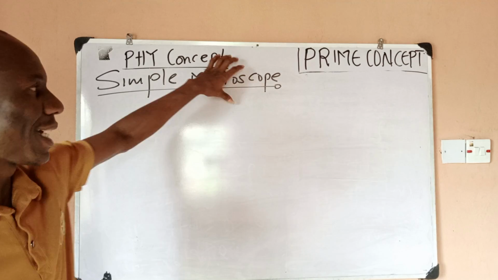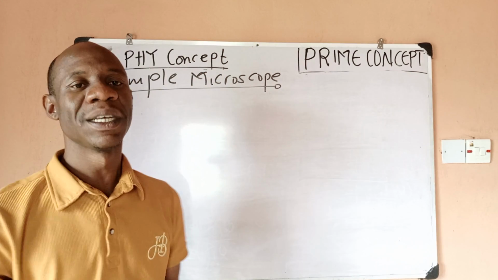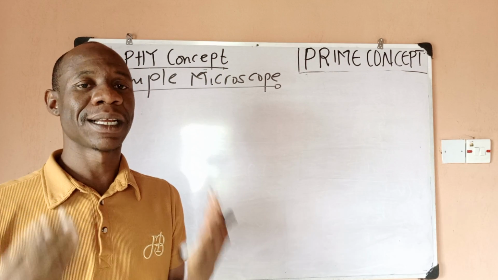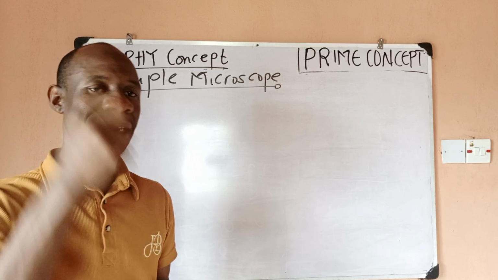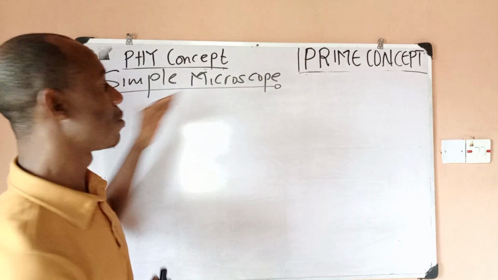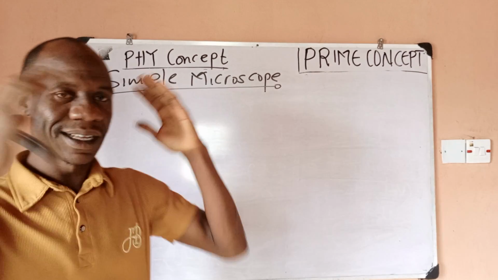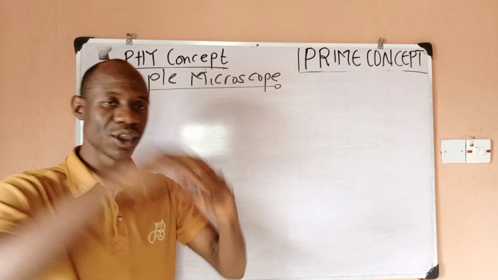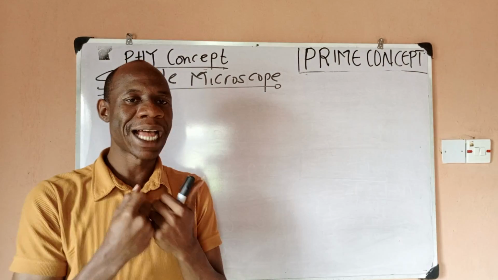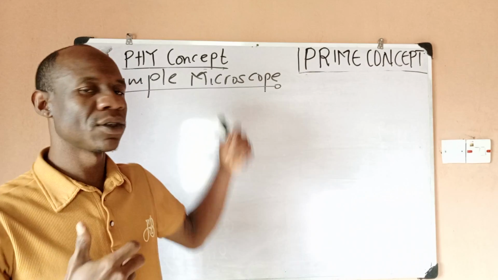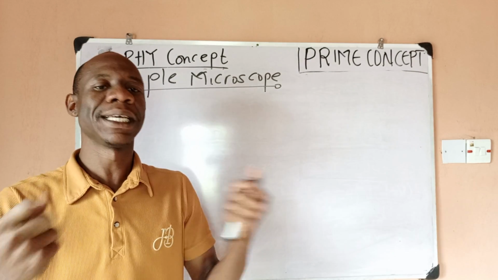Another name for your simple microscope is your magnifying glass, right? Or your hand lens. So it's either you call it simple microscope, or you call it magnifying glass, or you call it what? Hand lens. So in this video, I'm going to analyze how large your simple microscope can magnify an image, right?